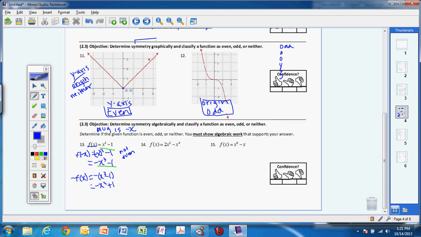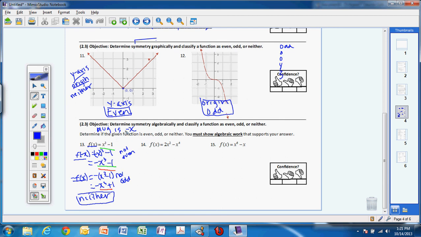Now this is where I check: is this the same as this? We have a negative x cubed and a negative x cubed, that's fantastic, but I have a plus 1 and a minus 1. Since this is not the same as this, it's not odd. So in this case, this one is neither. Notice that when we have something that's not even, we have to do more work.